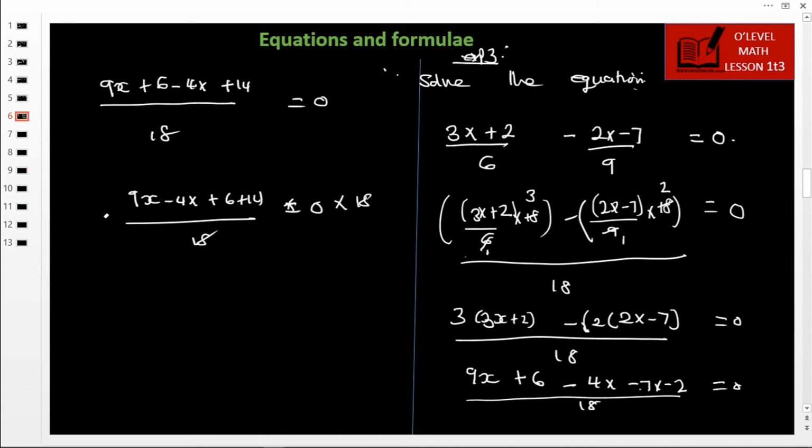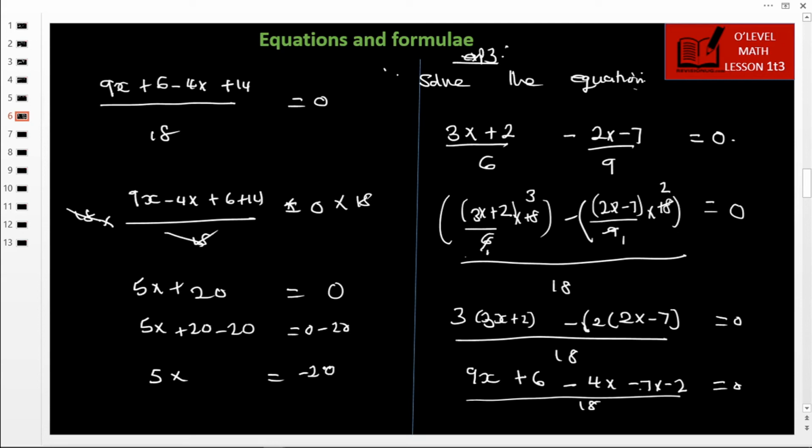Multiplying by 18, 18 will go with 18. So we have 9 minus 4, that is 5x, plus 20 is equal to 0. So 5x plus 20 is equal to 0; minus 20 on both sides. So 5x is equal to negative 20, divided by 5 on both sides. So our x is equal to negative 4. Okay, so let us go and get another example.